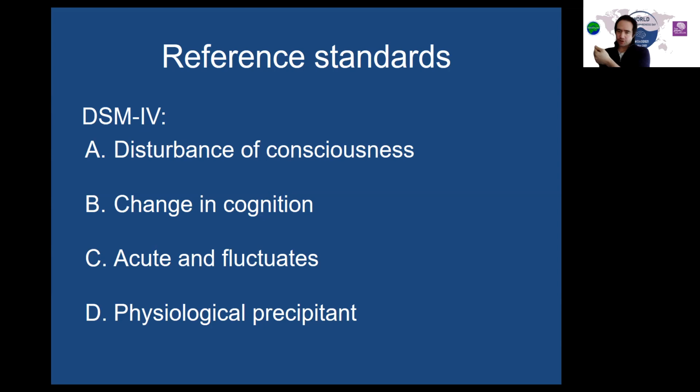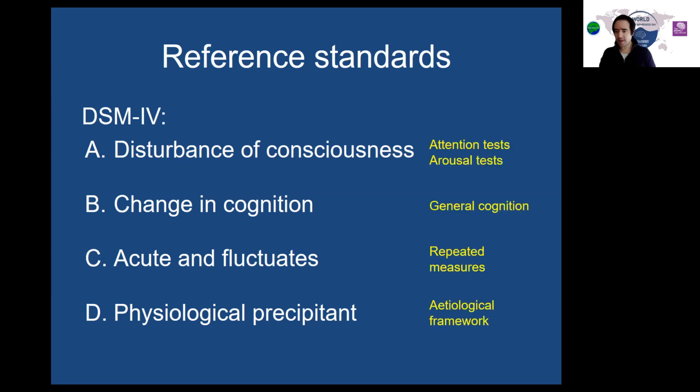And disturbance of consciousness, as I said, typically arousal, definitely arousal, and definitely some test of attention. So when you tie that all together, these are the component parts of a delirium assessment framework. And I can tell you what attention tests we used. We used a variety. We used digit span, we used months backwards, we used serial sevens, we used arousal tests, we used the Osler, general cognition, we used components from the MDAS as well as other items.